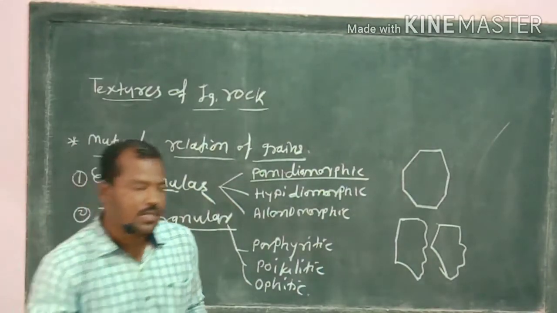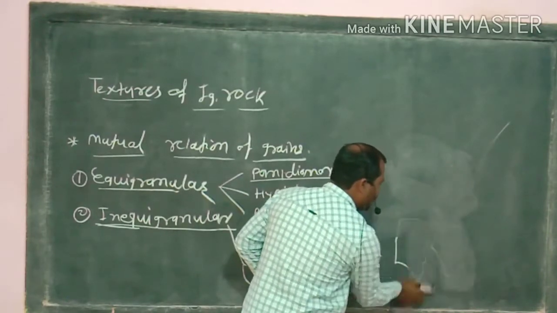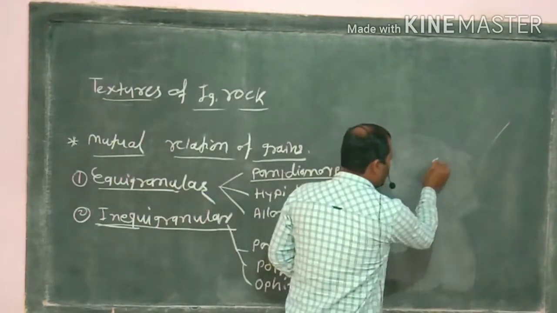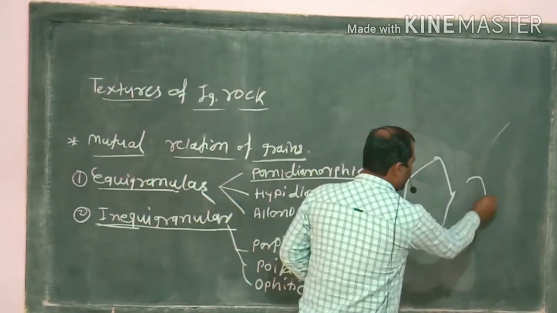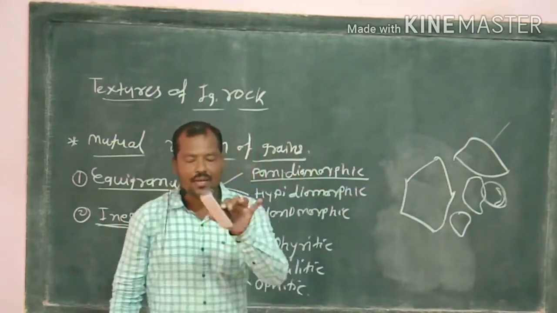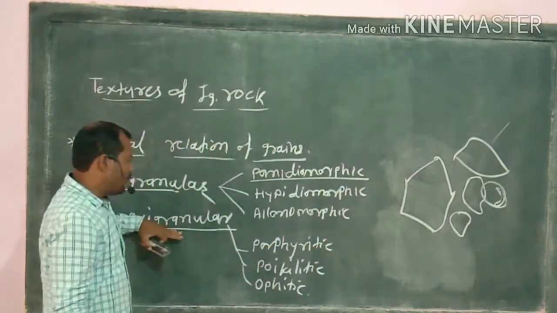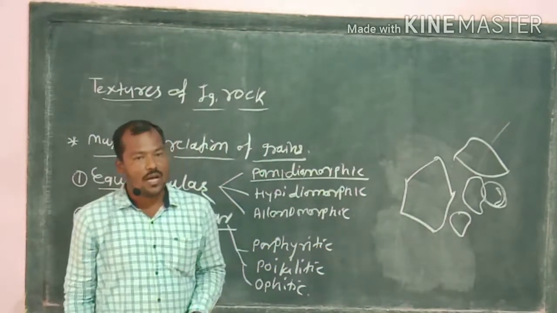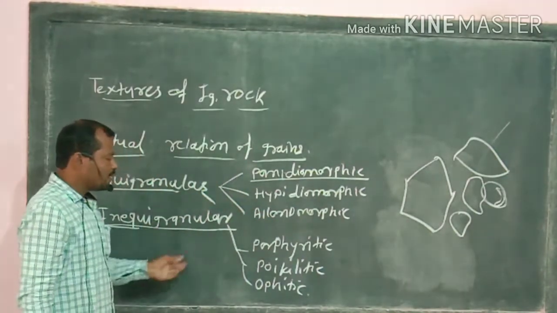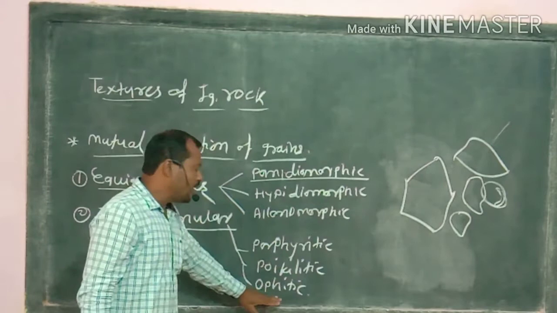That texture is formed by different temperature and pressure conditions, in which there are different grains. One is a large grain, one is a smaller grain, then another one is a large grain, a medium grain. All types of grains are packed within the rock mass. This texture is called inequigranular texture. This texture is again divided into three types, that is the porphyritic texture, poikilitic texture and ophitic texture.